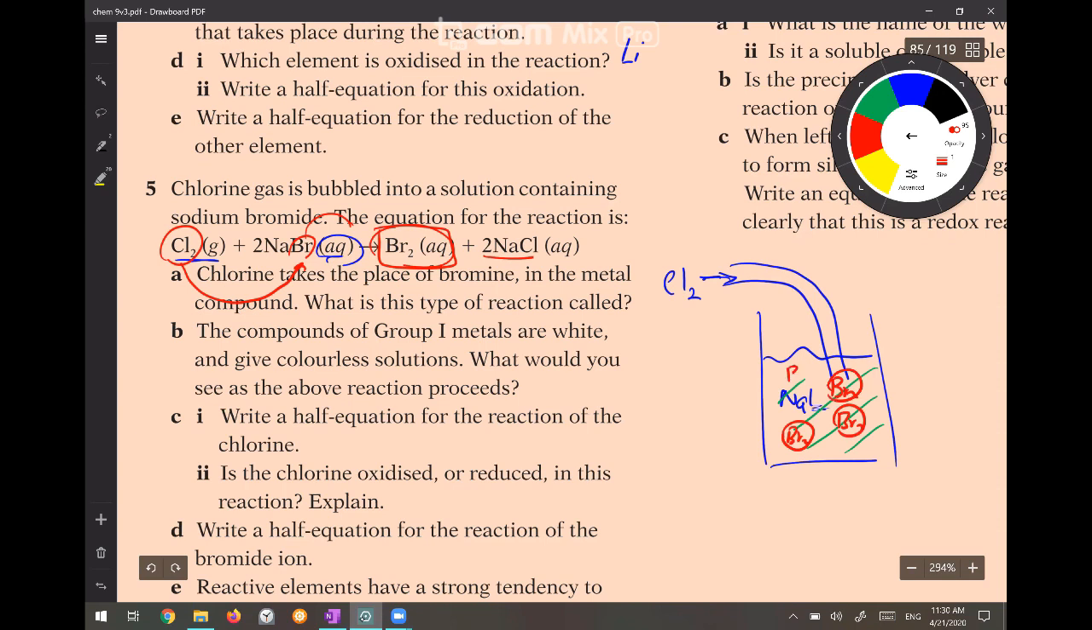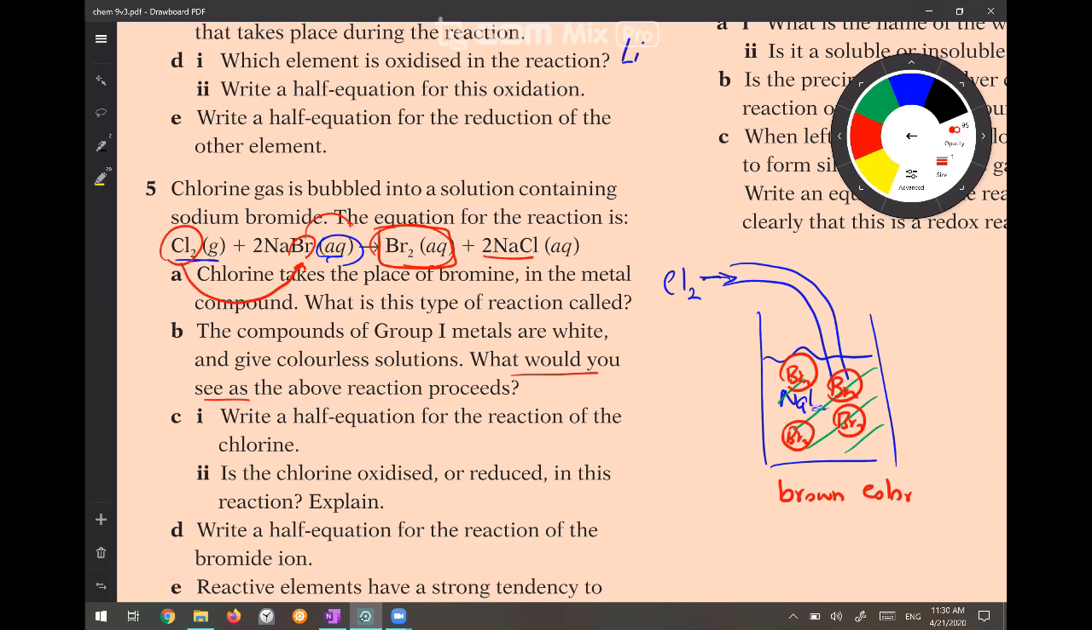Br2 has a brown color. So what can you see after bubbling Cl2 inside this colorless solution? You can see the color of the solution turns brown. So you will see brown color after bubbling Cl2 into this solution, because what forms in the product is Br2. So this is what you see in this reaction.